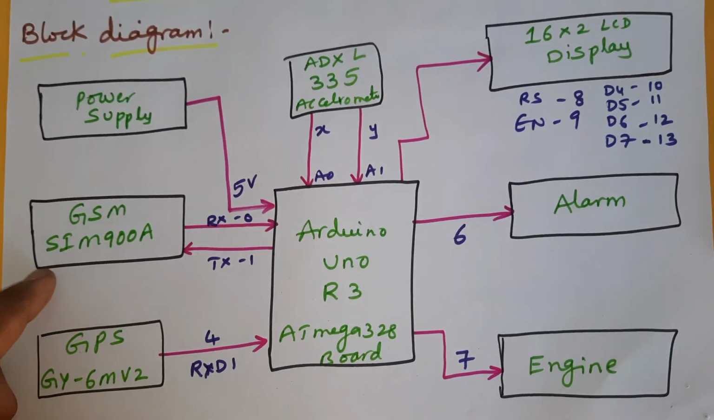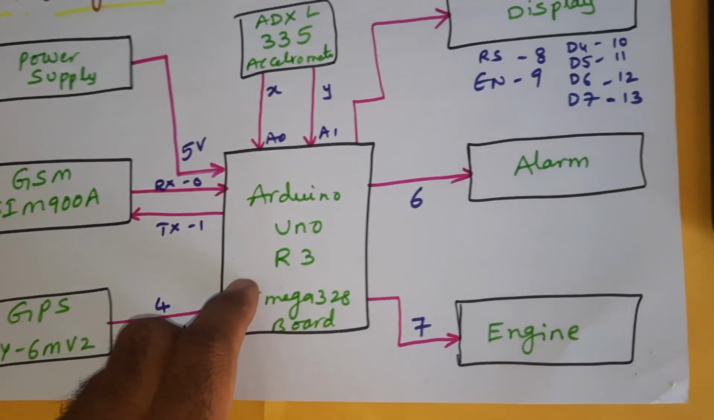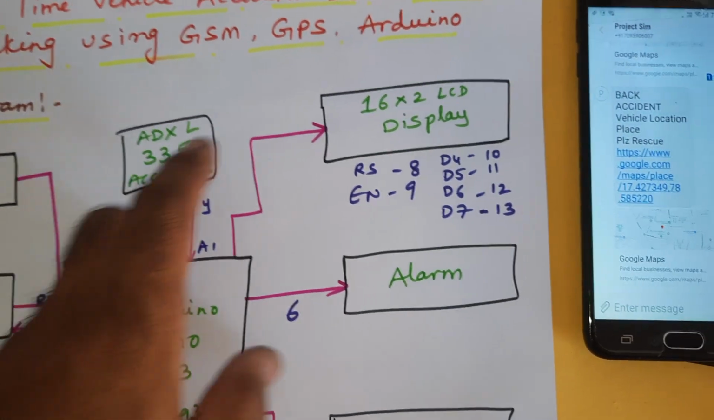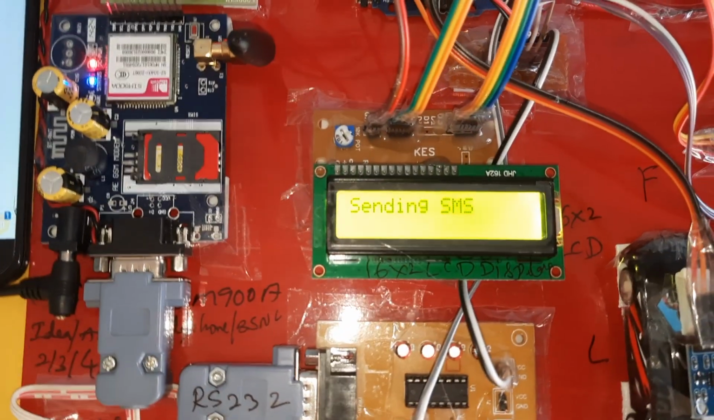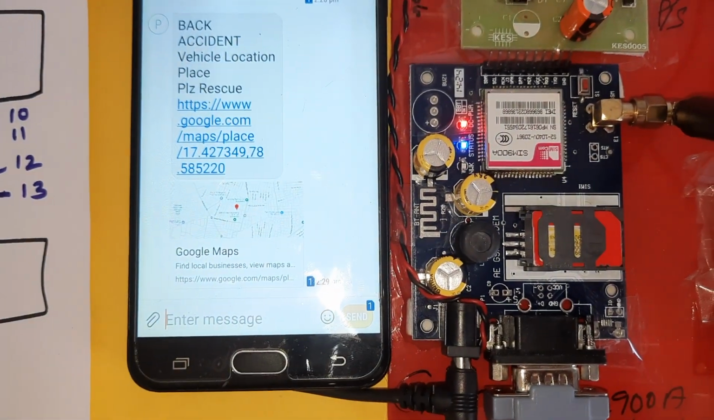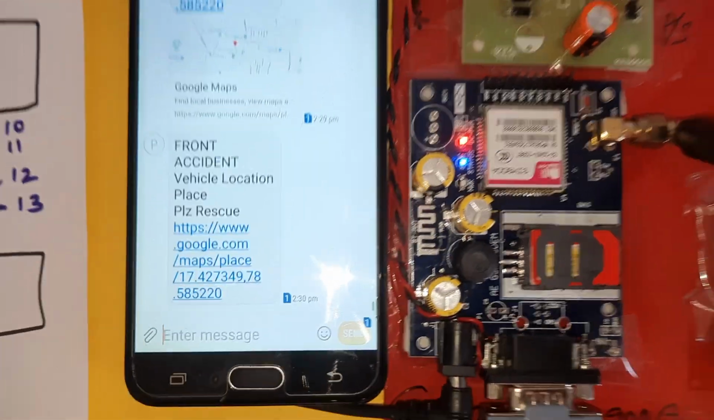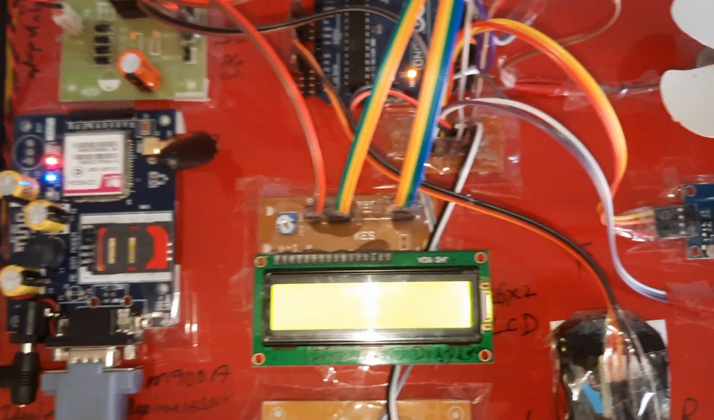Power supply, GSM SIM900A, GPS module, Arduino Uno R3 board, ADXL335, 16x2 LCD display, alarm and engine. Sending SMS, message sent. Front accident. So all four SMS have come.